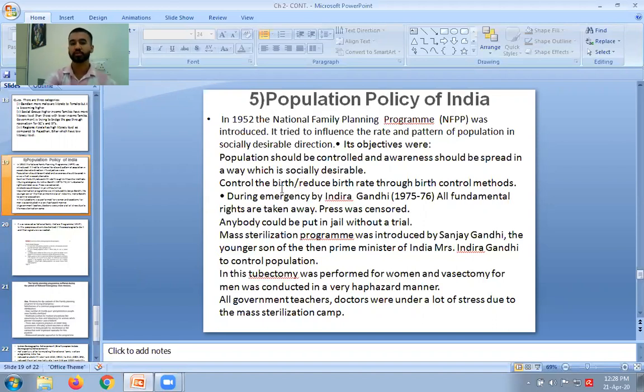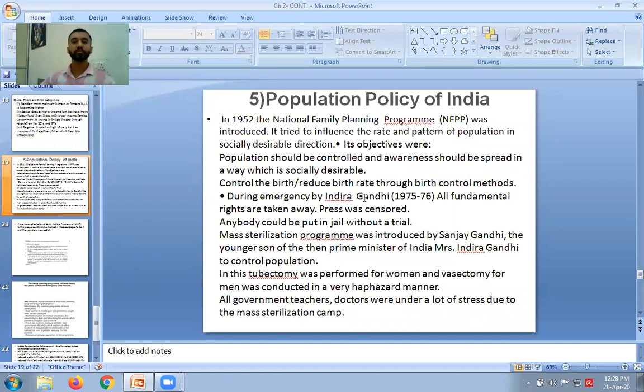The second objective was related to this same point: reduce the birth rate through birth control methods, right? So this policy was aiming to adopt certain birth control methods to eventually control the birth rate. All right, okay. But what happened? This policy was introduced in 1952, but remember that there was an emergency period going on in the years 1975 and 1976.